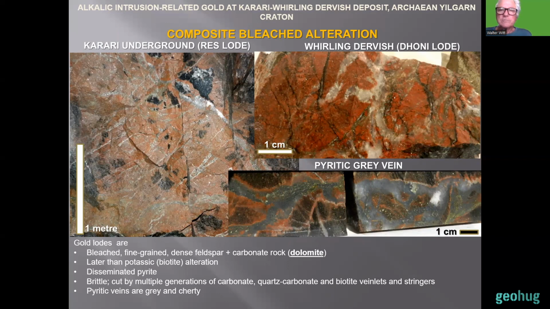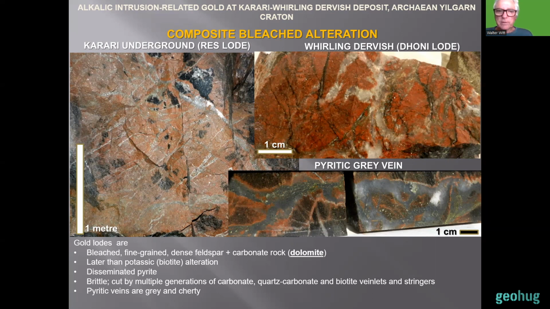The gold mineralization at Karari-Whirling Dervish is hosted in these sorts of hydrothermally bleached rocks. They're fine-grained, dense aggregates of feldspar and carbonate. The carbonate in this instance is dolomite, ferroan dolomite, in contrast to the calcite, which is dominant in the intrusions. The hydrothermal bleaching postdates potassic alteration as indicated by the xenoliths or remnants of potassic alteration in that photo shown on the left.